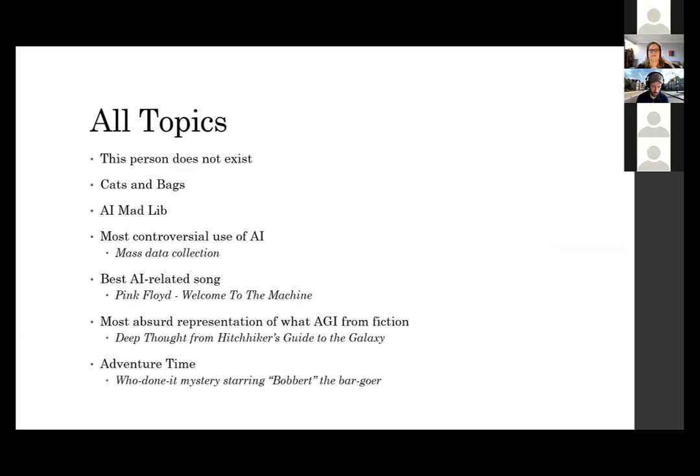So of all of the topics, I talked about the top three. Some of it was just general discussion. The most controversial use of AI, the top voted was mass data collection. The best AI related song was Pink Floyd, Welcome to the Machine. All of the students were sharing their musical tips and their best picks for that. The most absurd representation of AGI was from Hitchhiker's Guide. And Adventure Time was another language model completion one, and there are entire stories that are built with just a small prompt. These were the topics that we rotated through throughout the course of this semester.